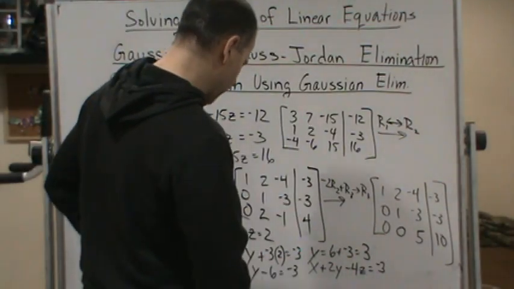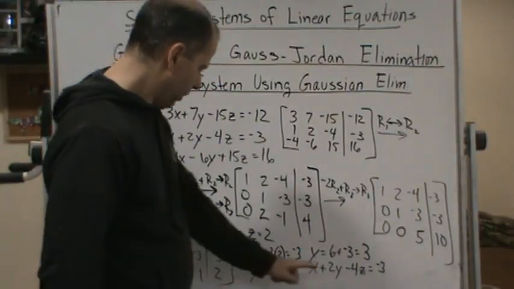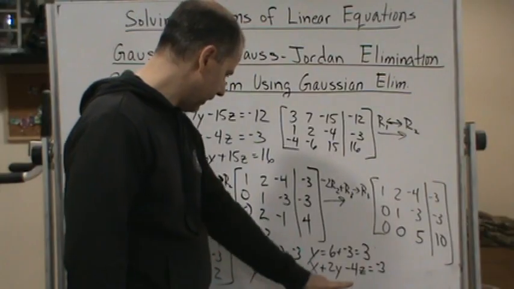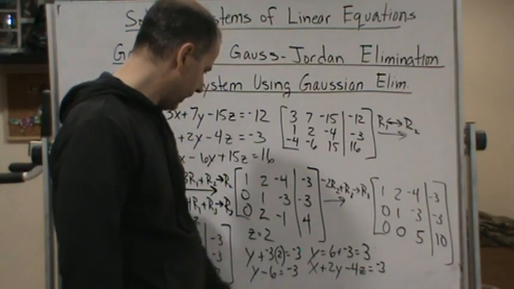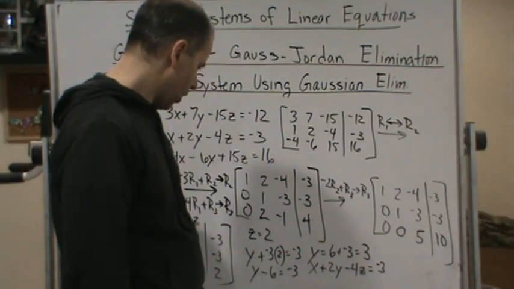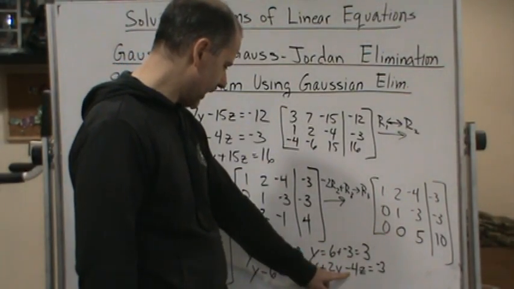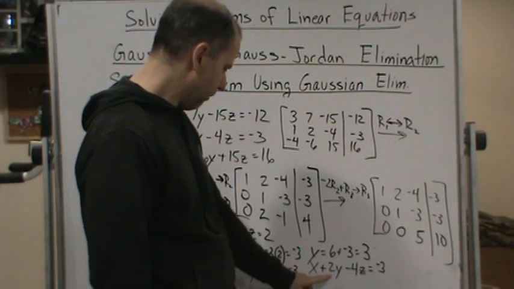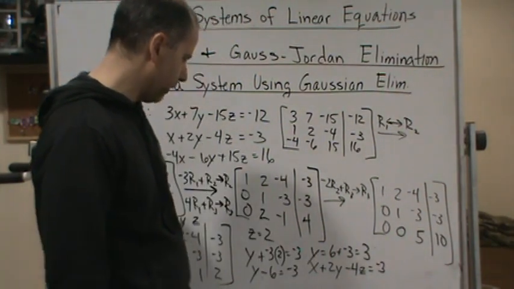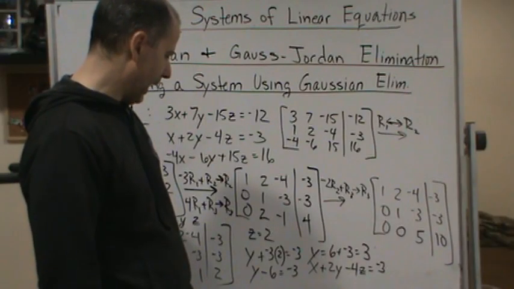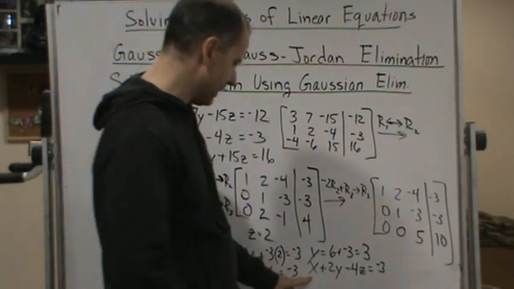Okay? And so if we plug in 2 for Z, we get negative 8 here. And if we plug in 3 for Y, we get 6 here. So 6 plus a negative 8 is going to be negative 2. Right? So we get X minus 2 is equal to negative 3, and if we add 2 to both sides, we get X is equal to negative 1.